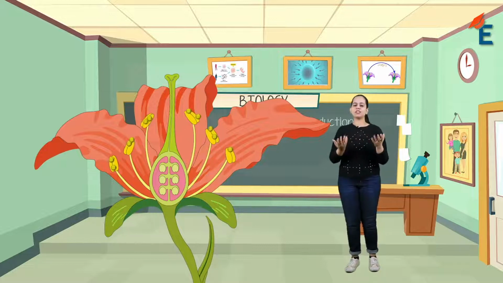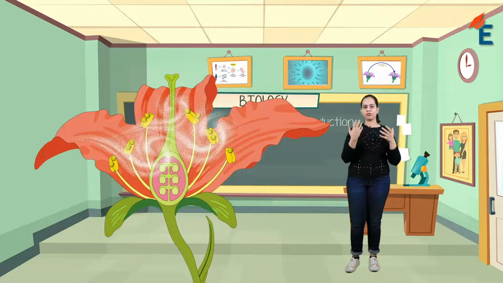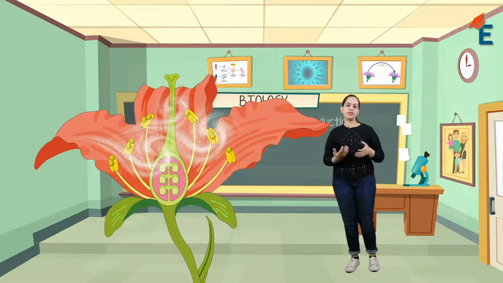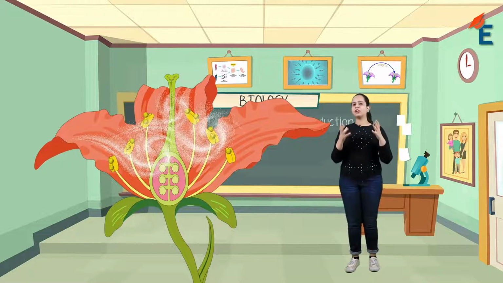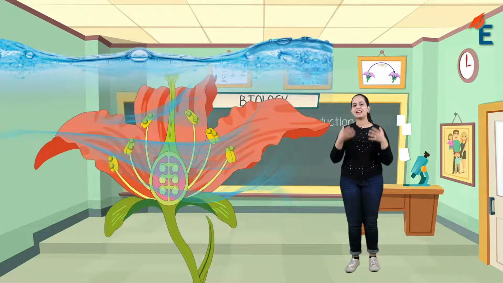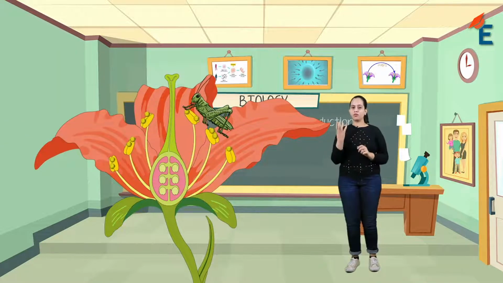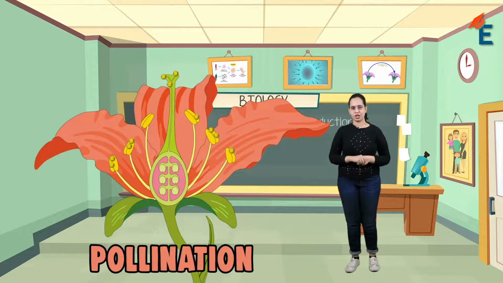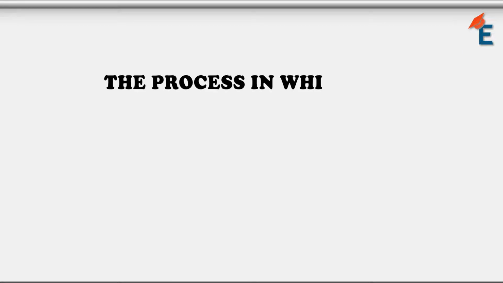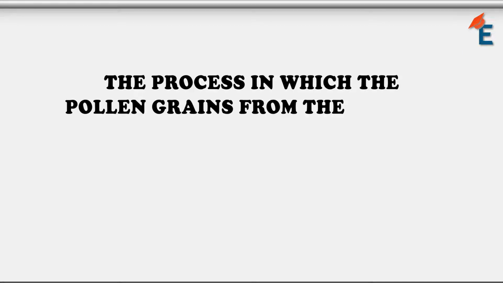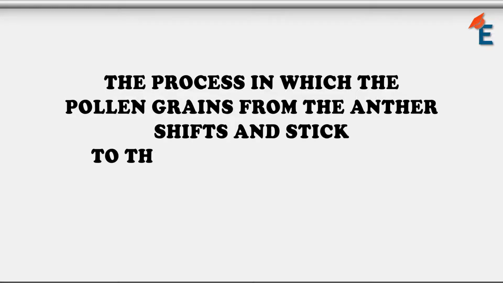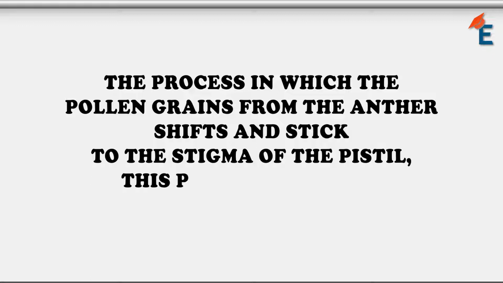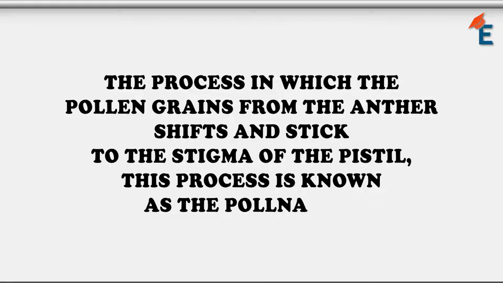So these pollen grains with the help of either air, अगर वो flowering plant जो है water में होगा, so through the stream of the water and sometimes by insects, जो वो pollen grains हैं वो stigma पर stick हो जाते हैं. So इसे क्या कहते हैं? That is the pollination. So here we got to know what is pollination. The process in which the pollen grains from the anthers shift and stick to the stigma of the pistil. This is known as the pollination.